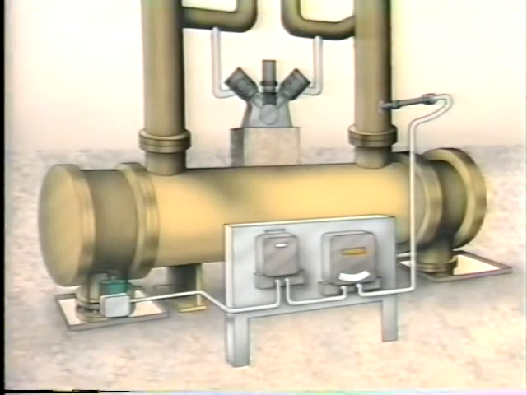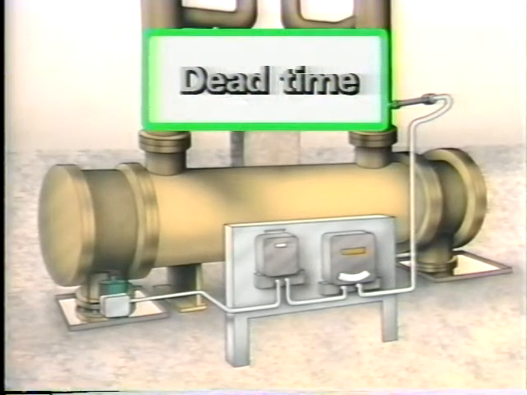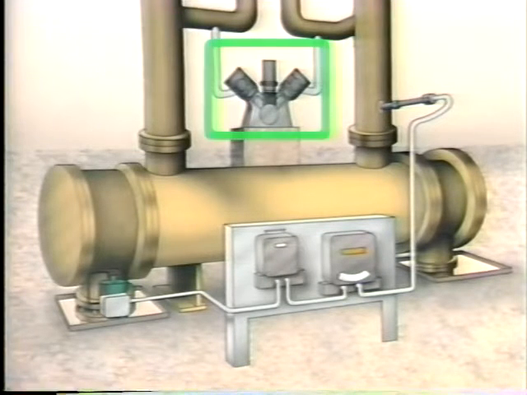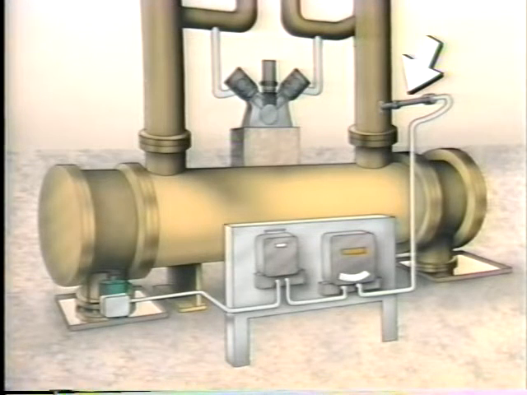The last characteristic we're going to look at is dead time. A dead time is the time that it takes for energy to flow from one point to another. In this heat exchange system, dead time is the time it takes for a change in the amount of heat produced by the plant equipment to be sensed as a change in cooling water temperature by the sensing element.